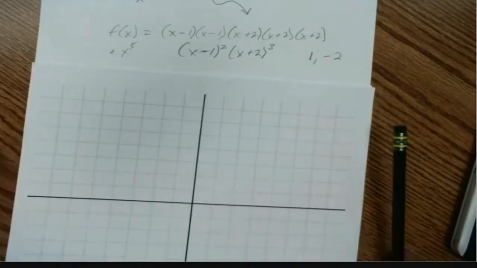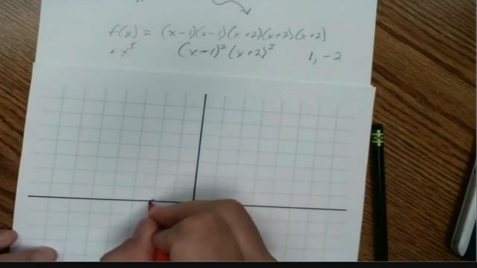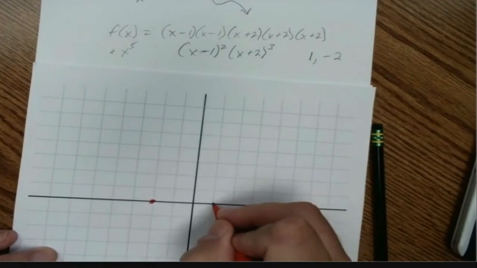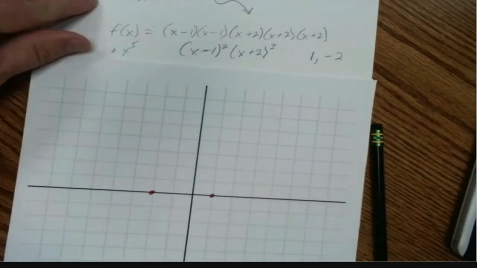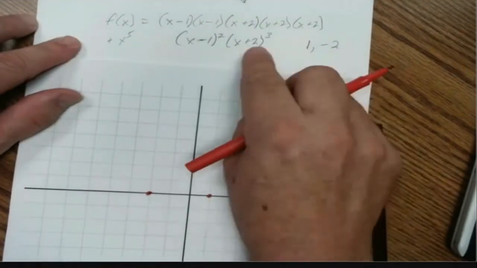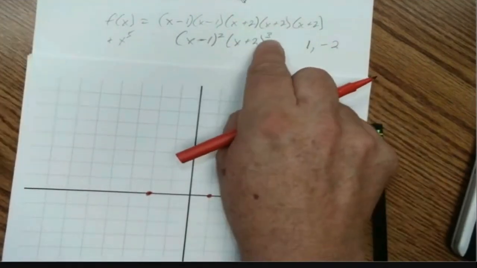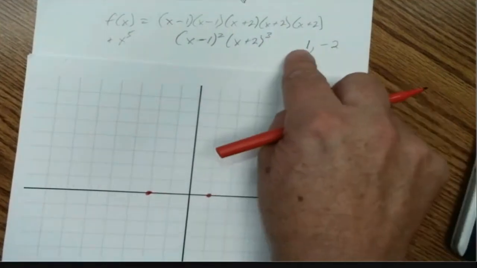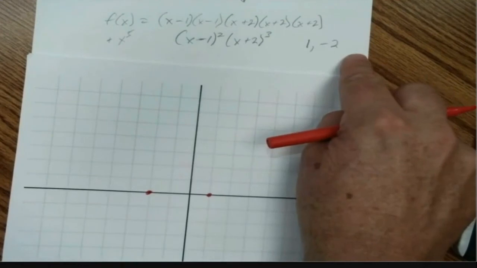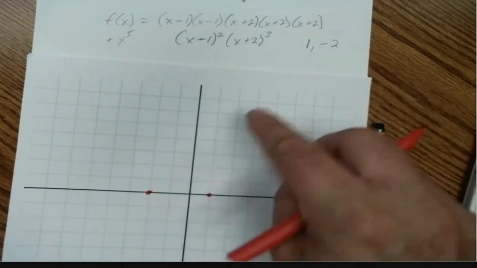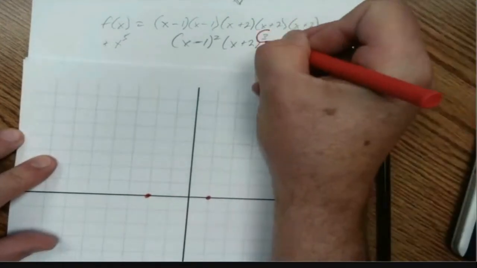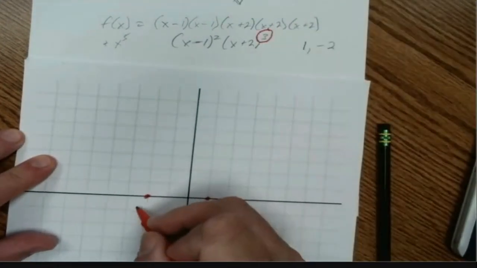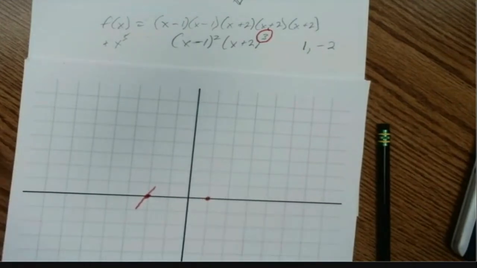So negative 2 is one of the zeros, and 1 is one of the zeros. What else do we know? Since negative 2 is to the 3rd power, there's 3 of those zeros. The zeros are actually 1, 1, negative 2, negative 2, negative 2, right? But we only need to graph negative 2 once, though there's 3 of them. Since this is an odd number, that means it crosses the x-axis there.